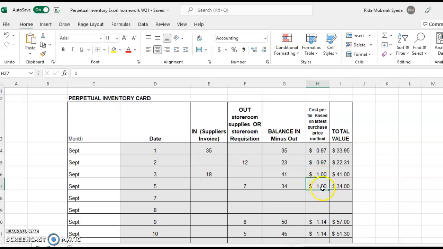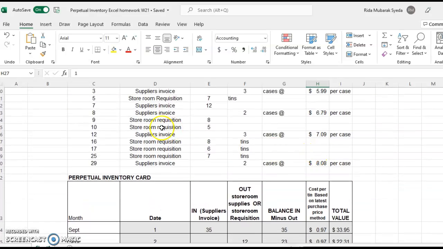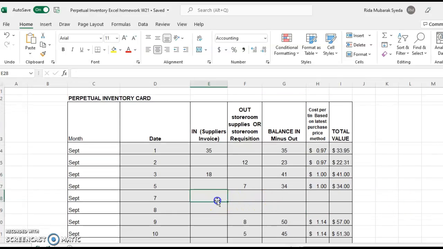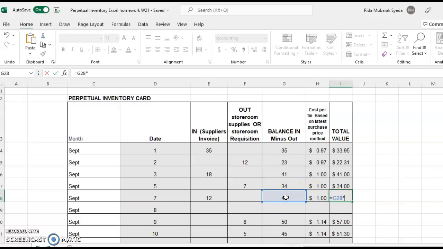Subtracted. We used the same value because we didn't make any new purchases, so 34 times 1 gives us 34. Alright, moving on to September 7, we have an invoice of 12 cans. So we'll put that under in, 12, and we would add that to 34, and we get 46 as our new balance in, and we will use the same price as the one before, and we'll do the cell reference again, 46 times 1, and it gives us 46.